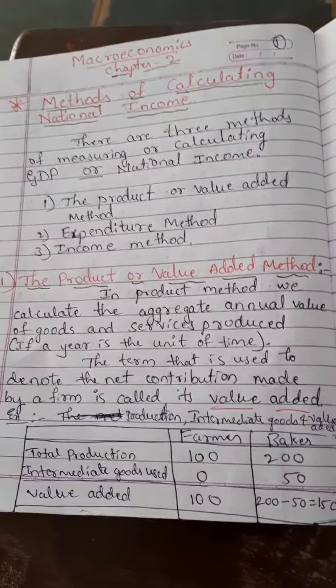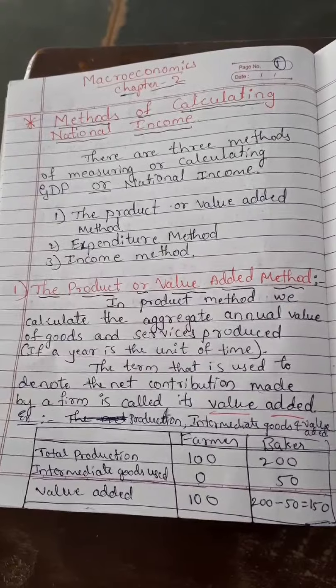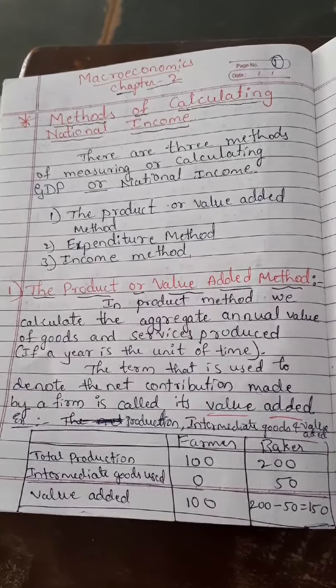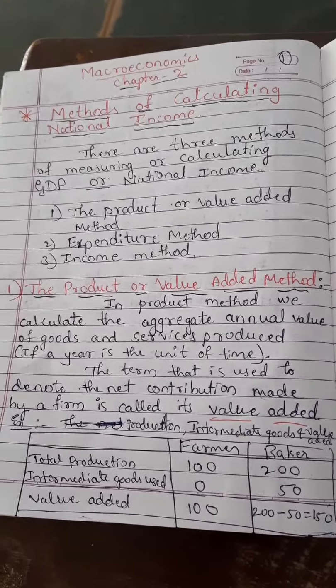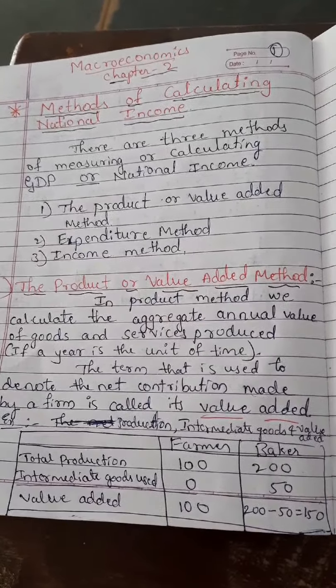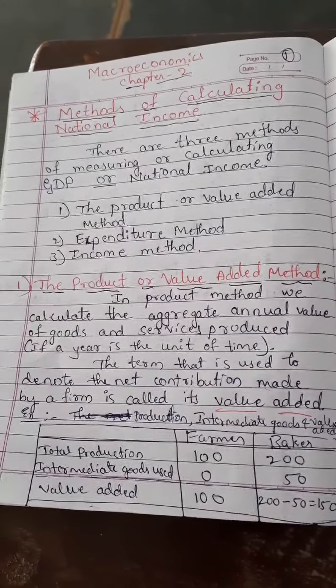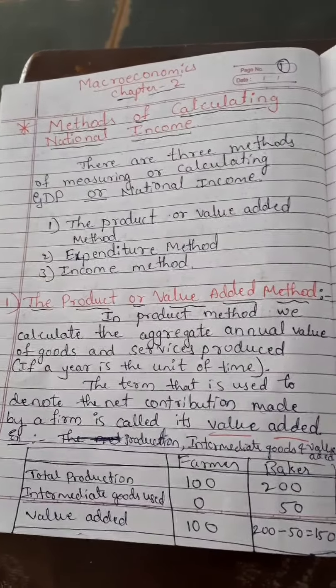The first one is the product or value added method. What is the product method? In the product method we are calculating the aggregate annual value of the goods and services produced in a year or a particular period of time, that is known as the product method or value added method.